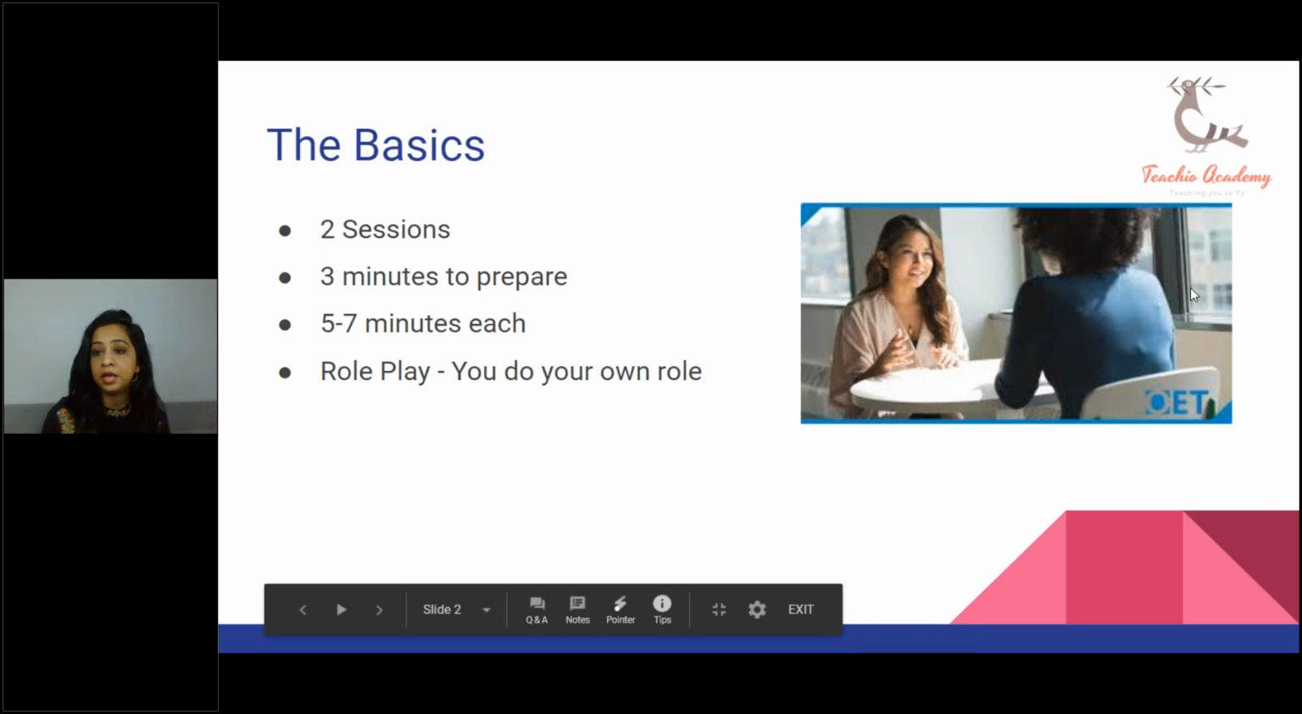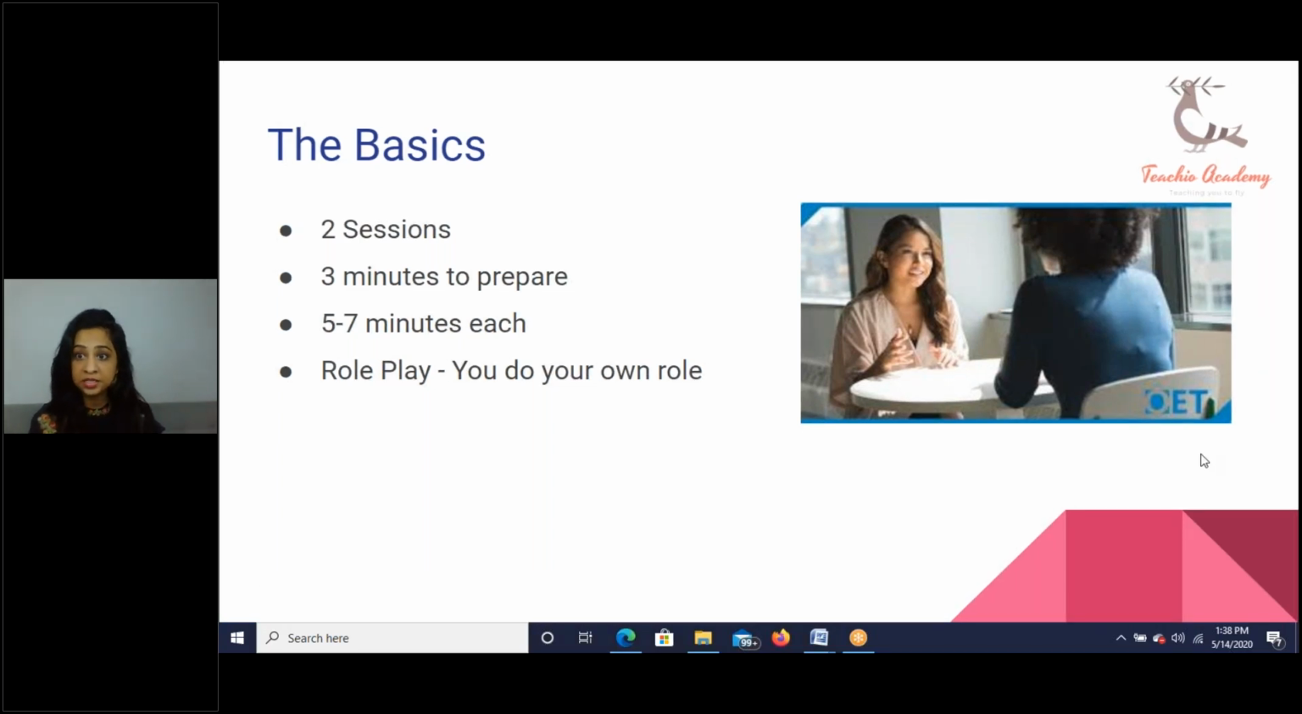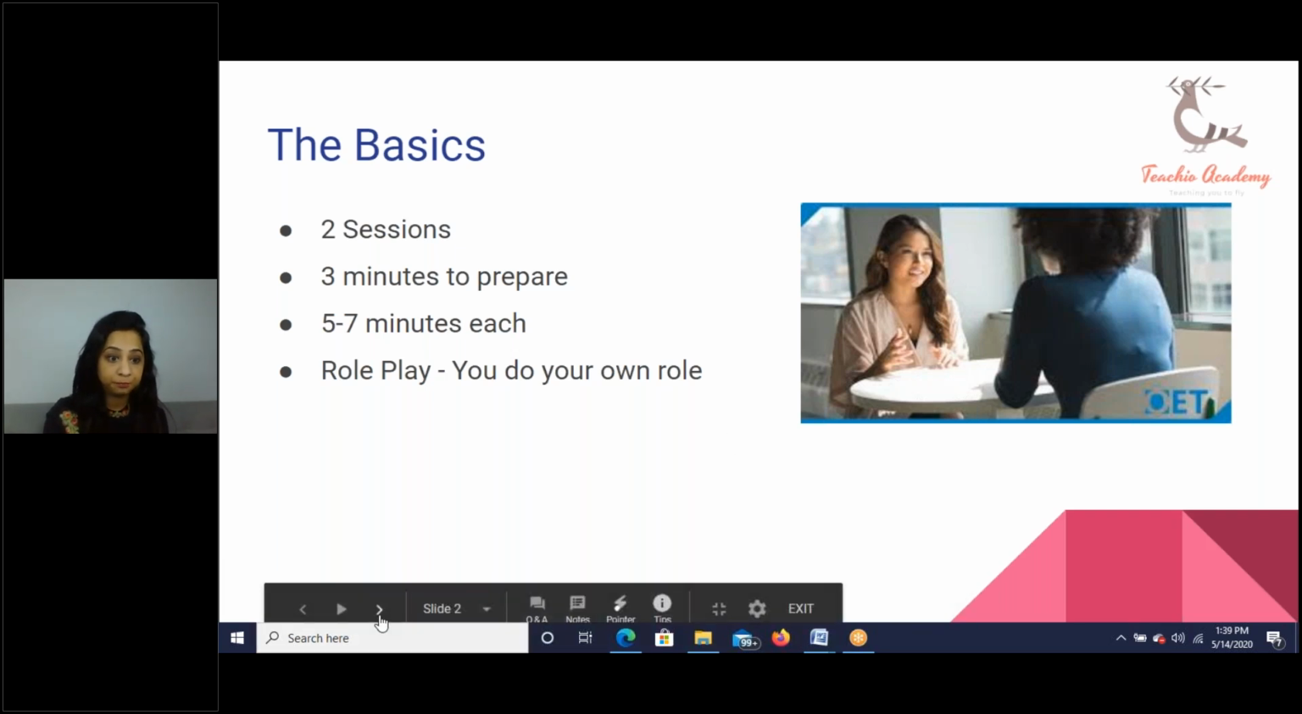And everyone knows that you do your own role play. So you play a nurse or a doctor, depending upon your profession. It's very, very similar to what your life would be working as a doctor or a nurse in the NHS. So try and use the OET speaking as a primer for what your life is going to be working as a doctor or a nurse in the NHS.